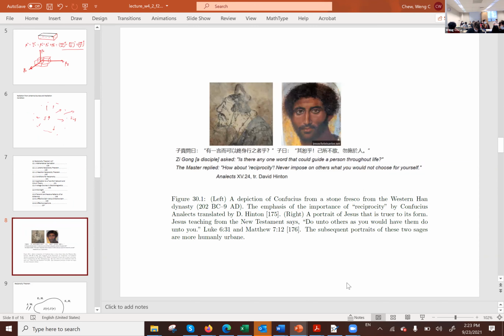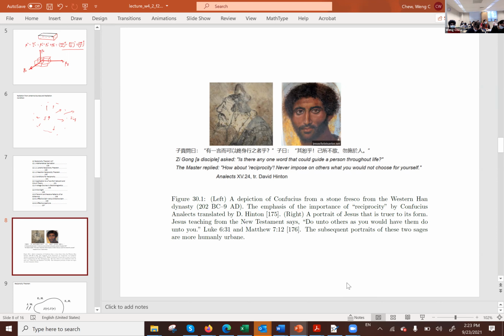Then we talk about reciprocity. Reciprocity is actually in many people's cultures, and Confucius uttered it many years ago. For those who can read Chinese, you can read what is written in Chinese. It says, do not do unto others what you do not want others to do unto you.